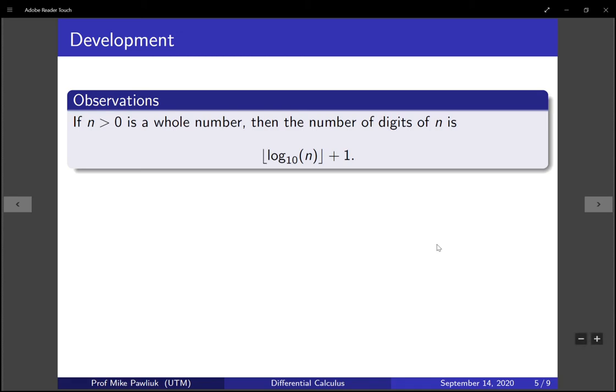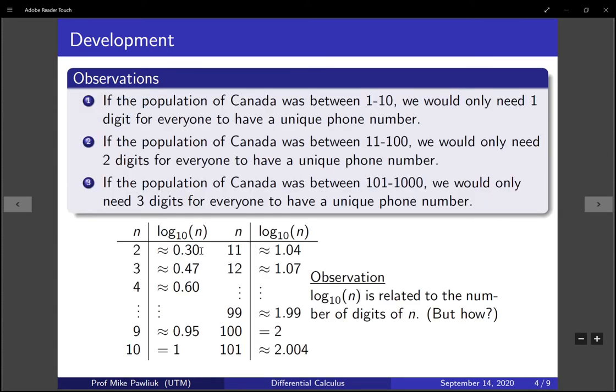So formally, the connection between the two is if n is a whole number greater than 0, then the number of digits of n is you round down log base 10 of n, and then you add 1. So let's look at the previous slide to see how that's related. All of these numbers from 2 to 9, these get rounded down to 0, and then you add 1. This number also gets rounded down to 1, and then you add 1, so it becomes 2. So this needs 2 digits, and all of these need 1. Similarly for the numbers from 11 to 99, you round them down to 1, and then you add 1. So these all need 2 digits.